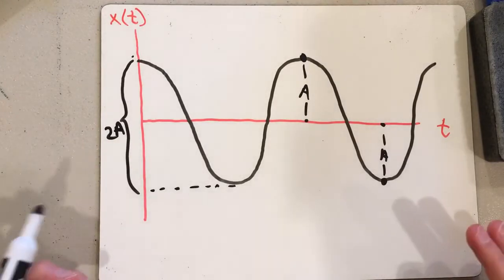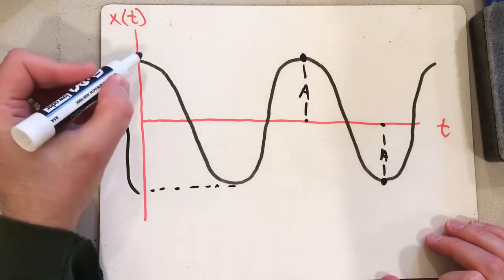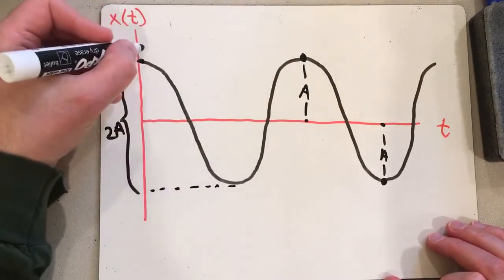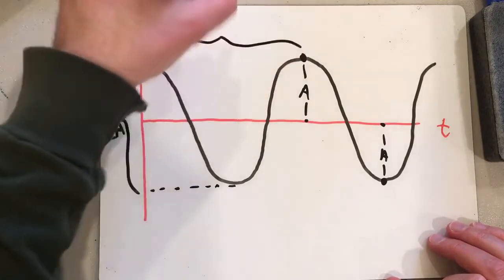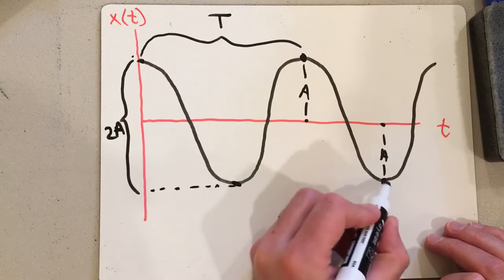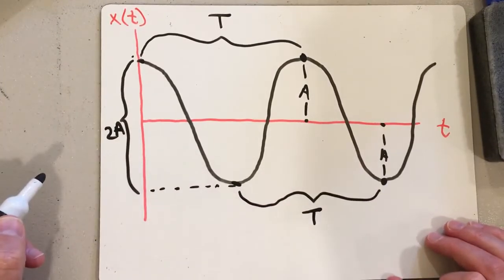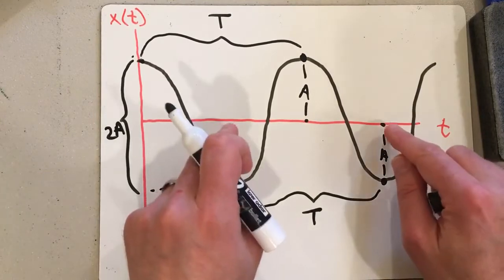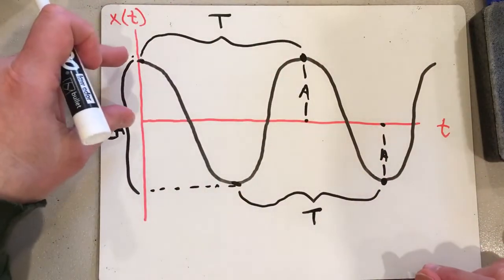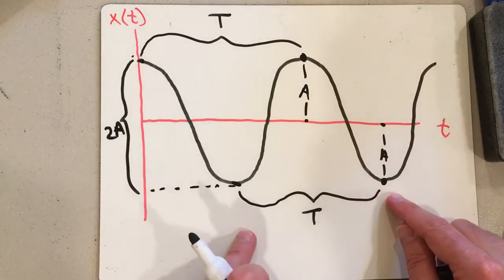Now, the other thing that you can get quite easily from just reading a graph is the period. The easiest way to get it is probably to go from peak to peak. From here to here, that's the period. You could also go trough to trough. From here to here, that's the period. Notice that for the period, we'd be reading the values off of the x-axis. For the amplitude, you'd be reading the values off the y-axis. But yeah, peak to peak or trough to trough, that's easiest.